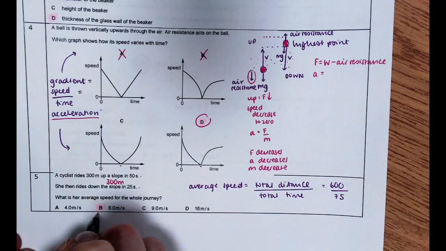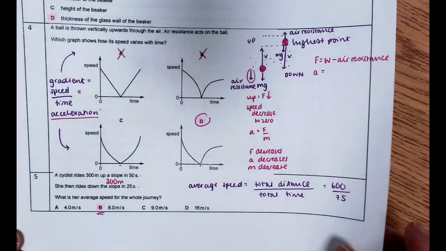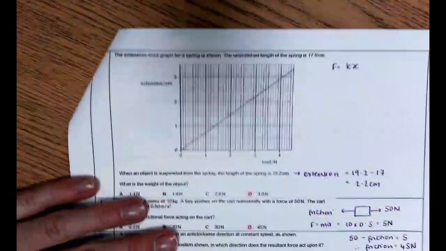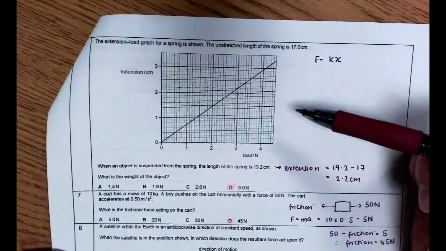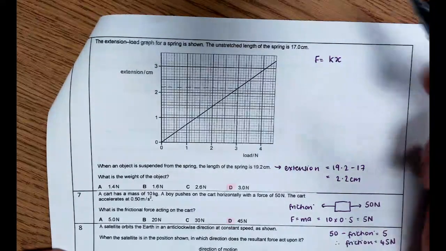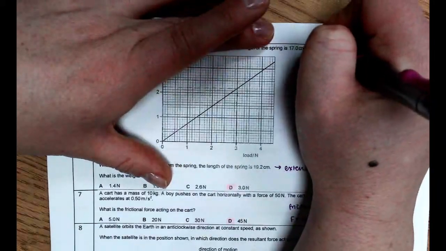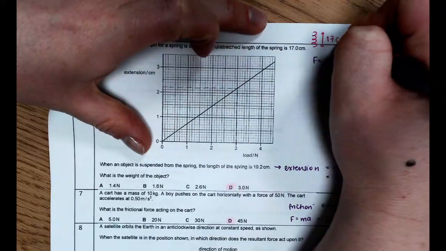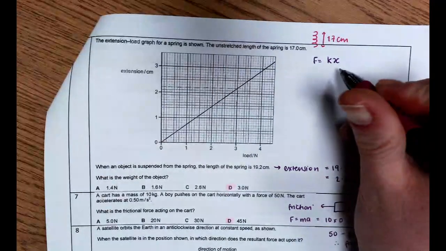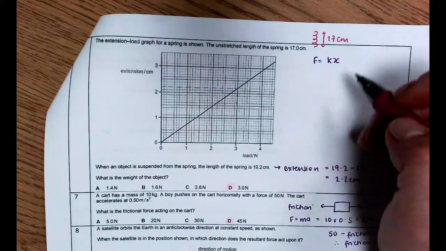Number 6 is a Hooke's law question. We've got an extension-load graph for a spring. The unstretched length of the spring is 17 centimetres. So before anything is hanging on it, we know that this is 17 centimetres. Before I've even read the question, I've written down Hooke's law, F equals kx. F is the force, k is the spring constant, and x is the extension.